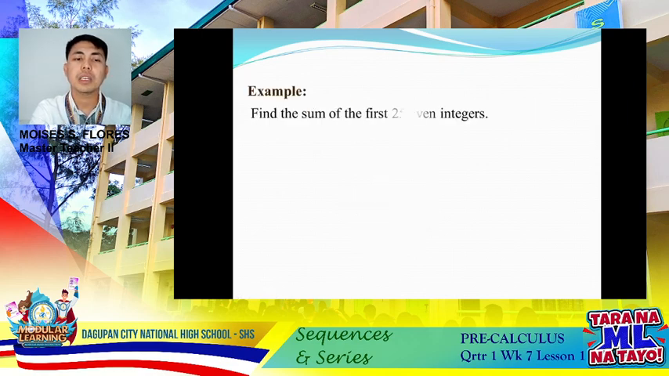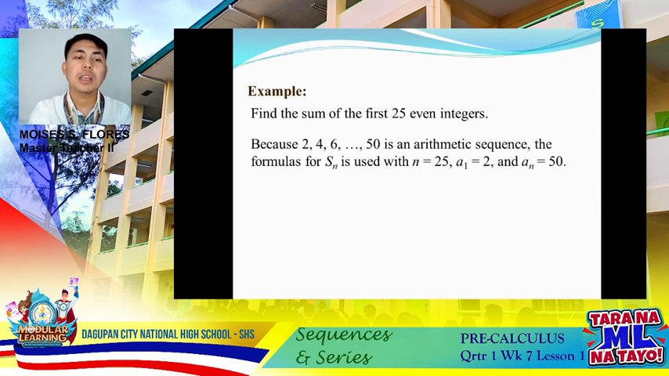Okay, let's have another example. Find the sum of the first 25 even integers. So if you're going to work it manually, 25 even integers, it's too long. So from the formula, okay, even integers 2, 4, 6, 8, and so on until you reach 50. Okay, why until 50? Because that's the 25 even integers.